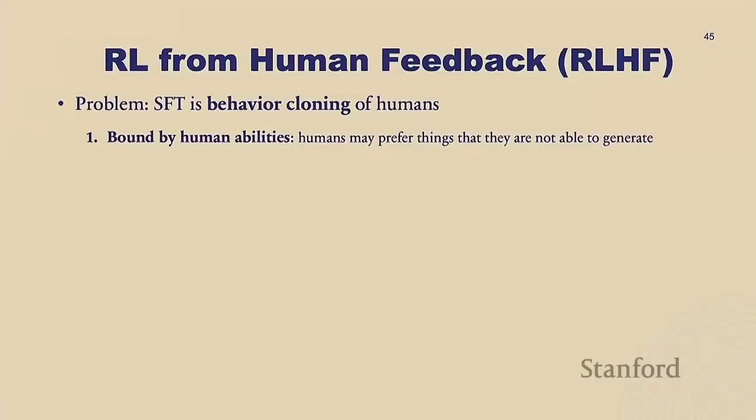One of them is that you're bound by human abilities. Humans won't generate the things that they think are actually the best thing to generate. So if you ask me to write a book, I can definitely enjoy a book, and I can probably say one book is better than another, but I'm definitely not going to be as good at writing the book that I want to read. So you're going to be bound by the human ability to generate things, even though the humans might be better at distinguishing between things. That's one issue.